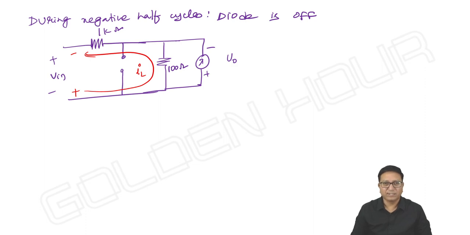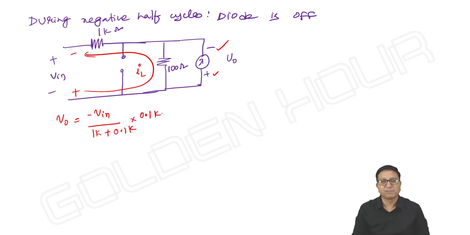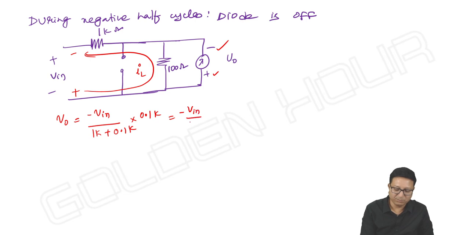Or we can even write it like V output is equal to minus V input by, because of the polarities of output, right? From these polarities I am speaking. V output is equal to minus V input by 1 kilo ohm plus 100 ohm, multiplied with 0.1 kilo. Like this we can write it. So how much do we get? It is 100 by 1100, so minus V input by 11.